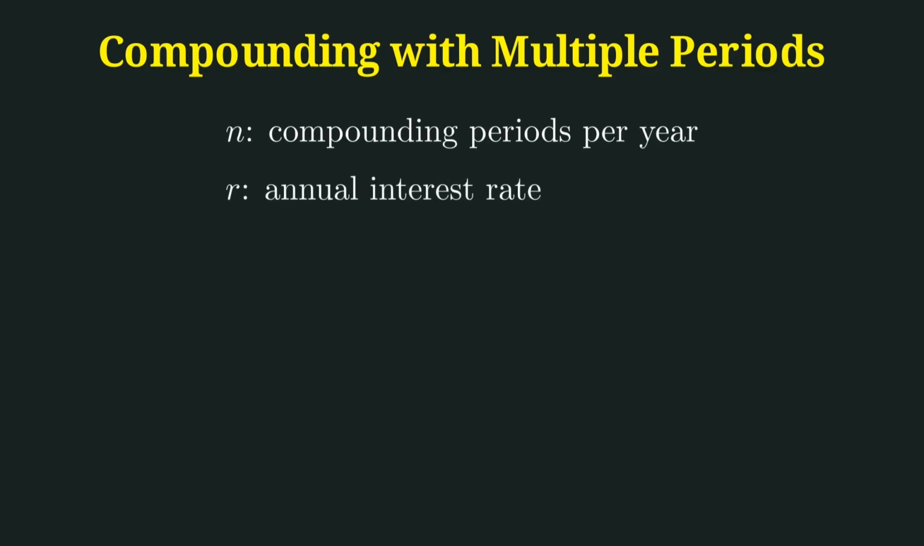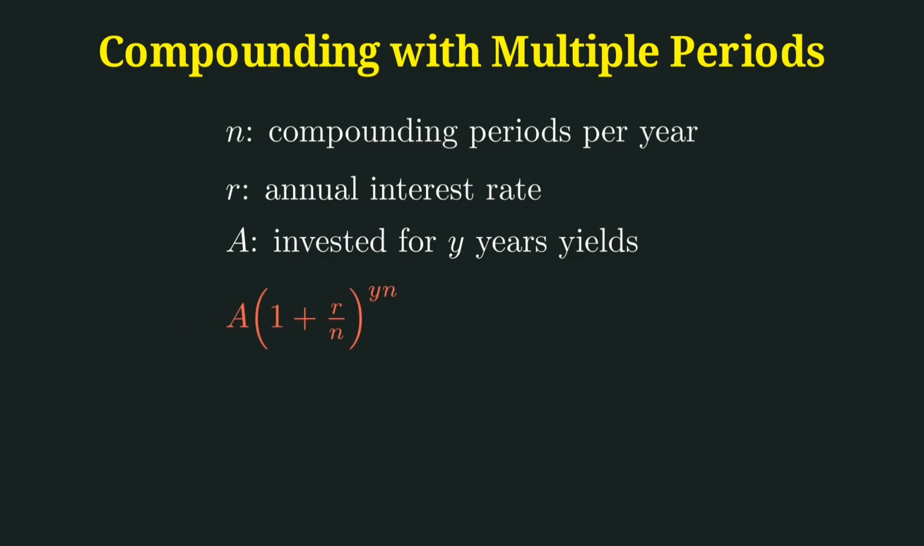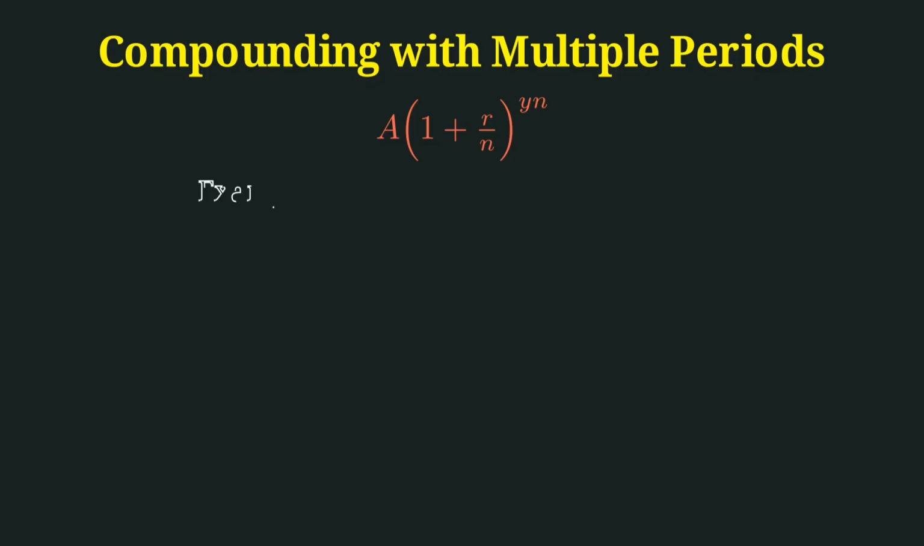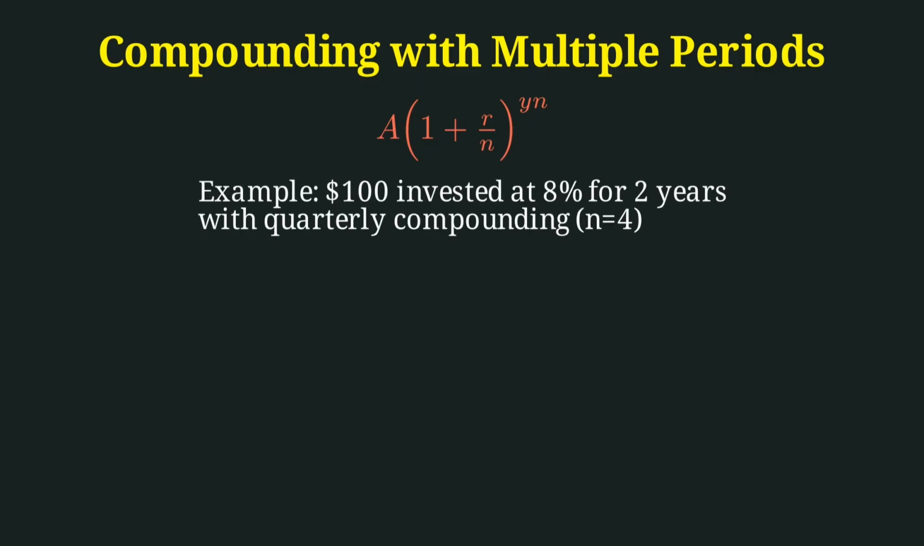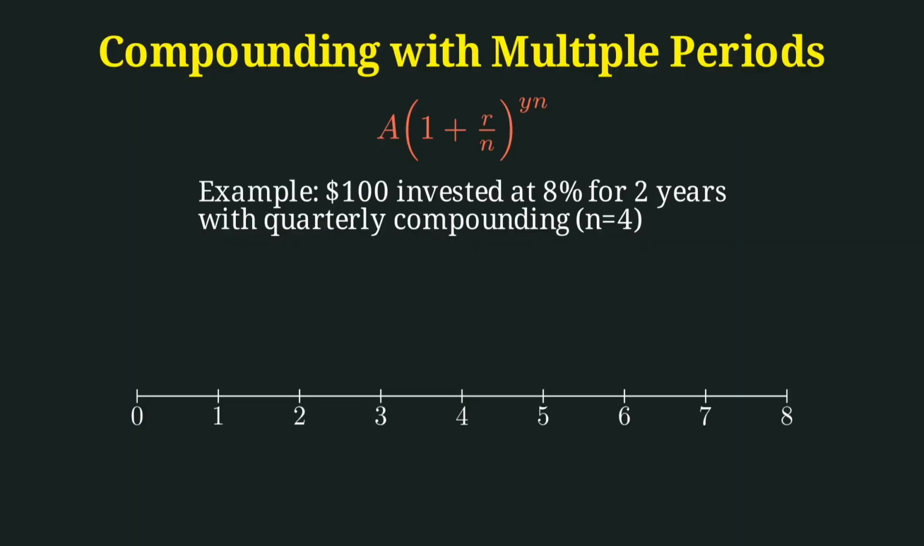That means N is the compounding periods per year, R is the annual interest rate, and A invested for Y years yields A multiplied by 1 plus R over N to the power of Y times N. For example, $100 invested at 8% for 2 years with quarterly compounding. N is equal to 4, that means the money grows in this way.